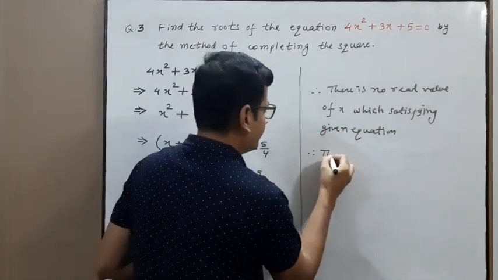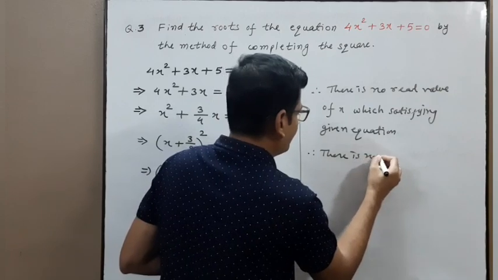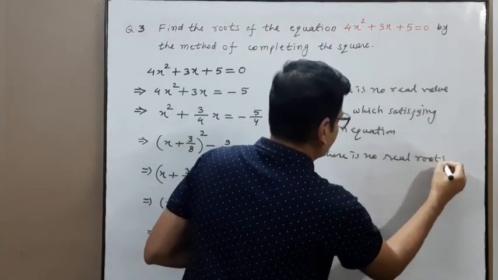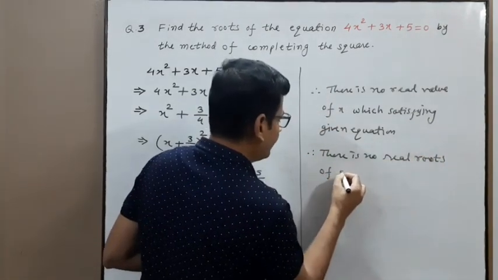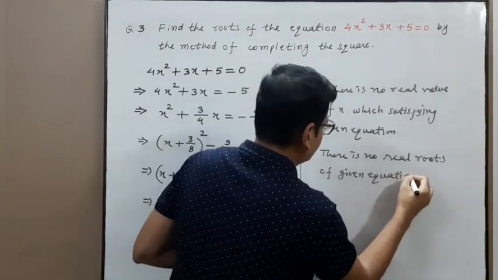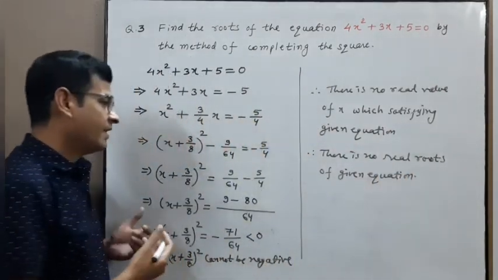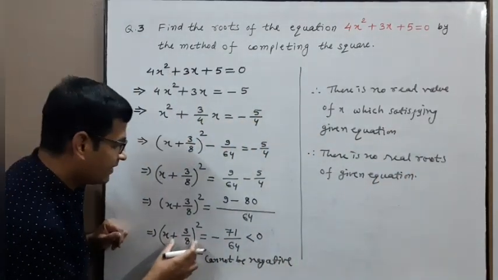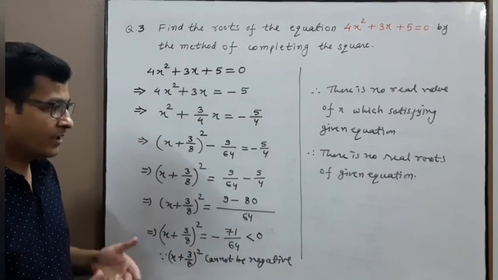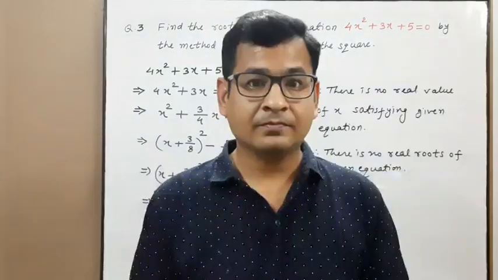Therefore, there are no real roots of the given equation. Next time you can write directly: if the square of any number is negative, which is not possible, so there are no real roots of the given equation.